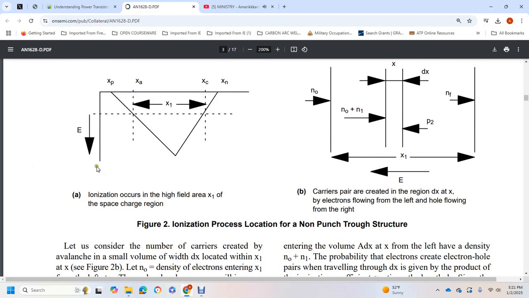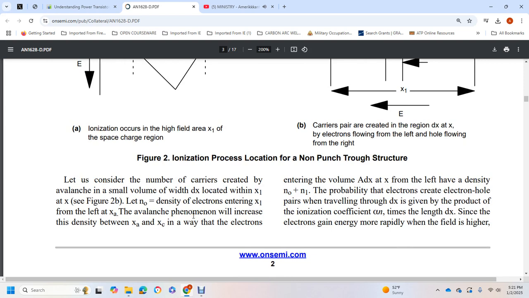Figure 2b shows ionization in the high field area X1 of the space charge region, with carrier pairs created within the region dx at x, electrons flowing from the left and holes flowing from the right. Let's consider the number of carriers created in the avalanche within a small volume of width dx located at x in Figure 2b. Let N0 be the density of electrons entering at x1 from the left. With the avalanche phenomenon, the density will increase from xa to xc, as the wave of electrons enters the volume dx at x.